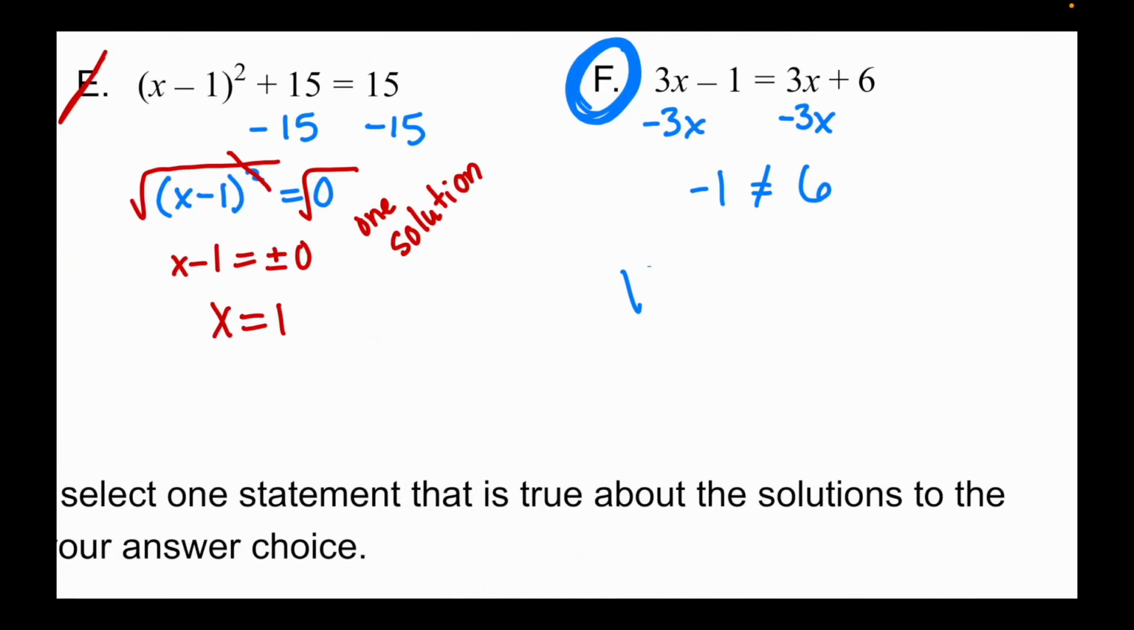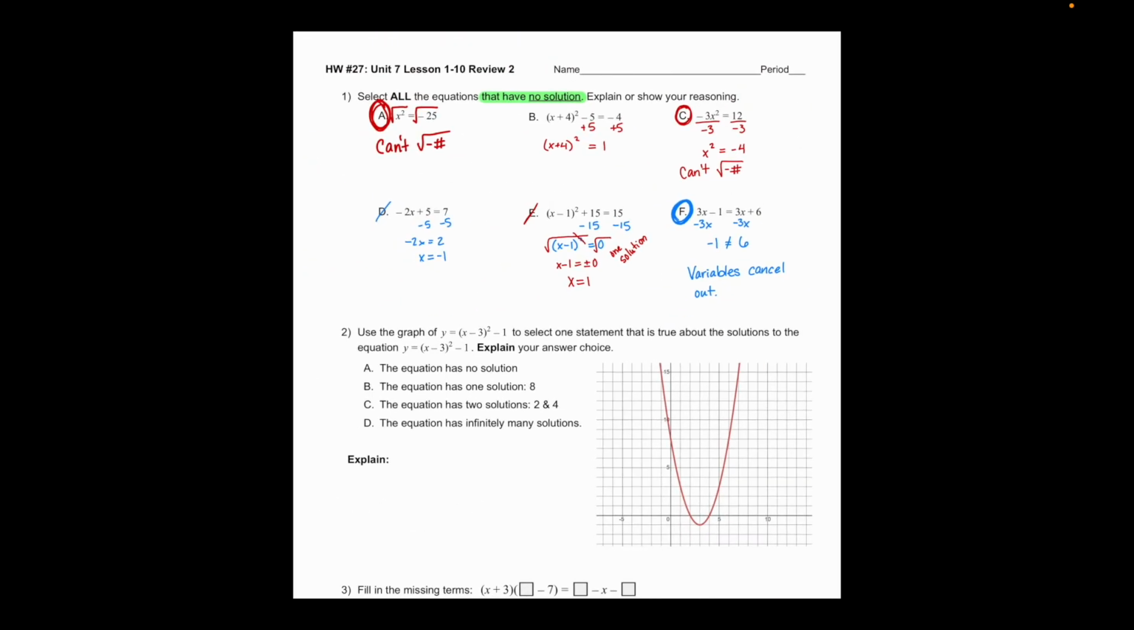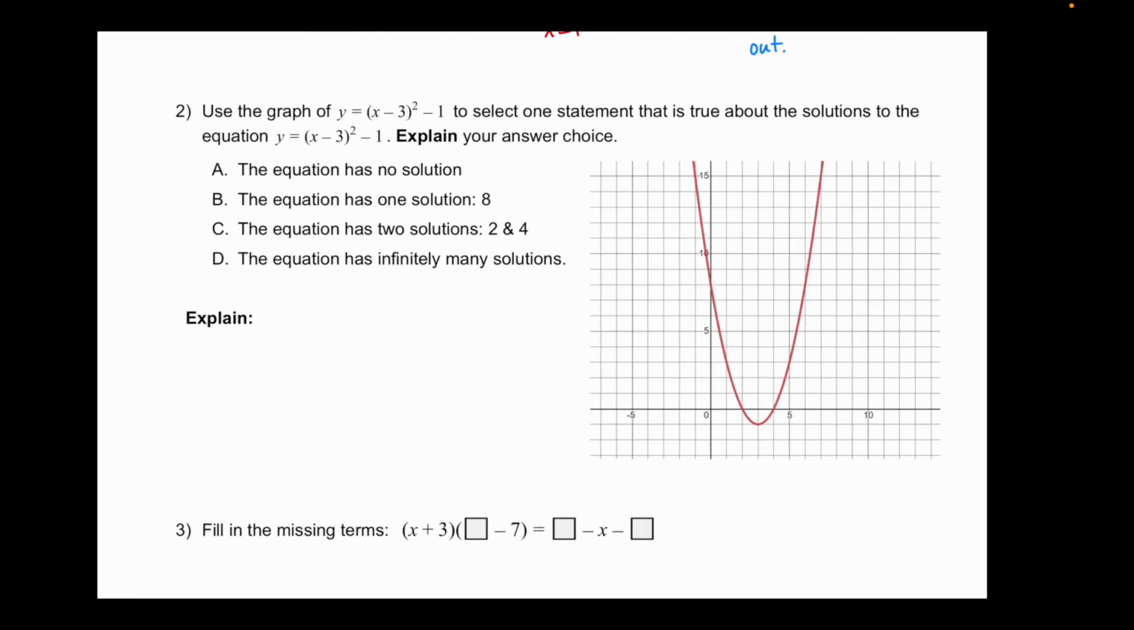So let's write this a little closer up. Variables, it would say they cancel out or they all drop out, but variables cancel out and they disappear completely. So that's what causes that. That's question 1. We're going to move on to question 2.